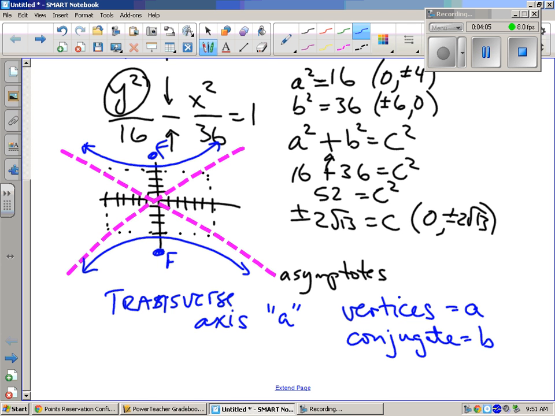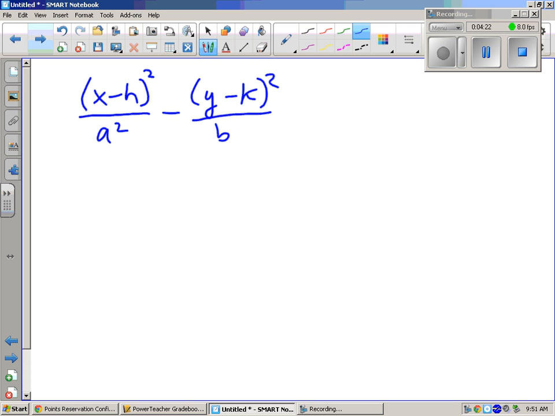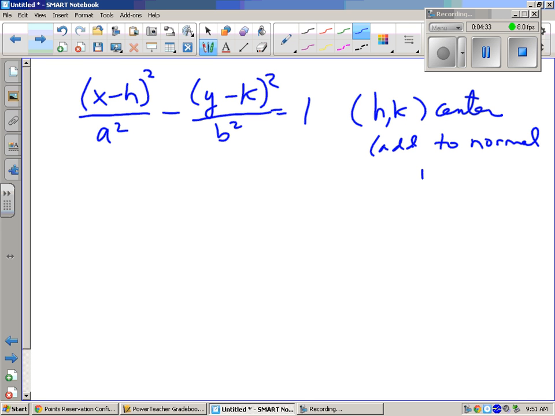All right, let's try another one. Let's first write down the formula if it's off center. So x minus h squared over a squared minus y minus k squared over b squared. So it's a lot like the ellipse, where h and k represent the center, and then you have to add to the normal points.